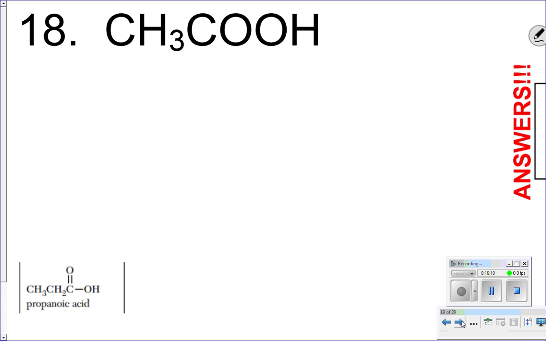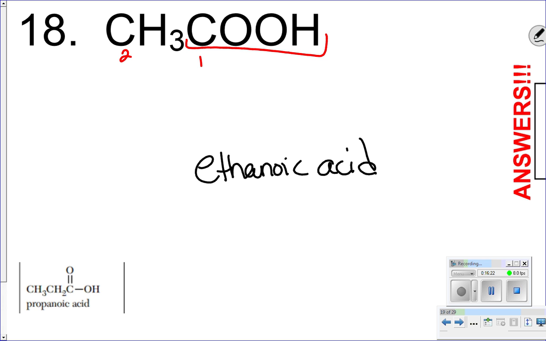This is a shrunk down condensed version of a COOH group. We still see that we have a total of 2 carbons. It's actually ethanoic acid again. This is also known as acetic acid, which we know to be vinegar, and that's actually how it's listed on your table of common acids.